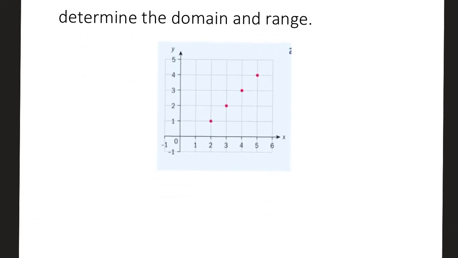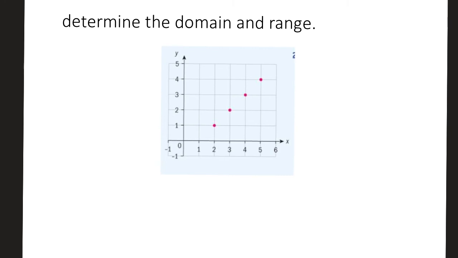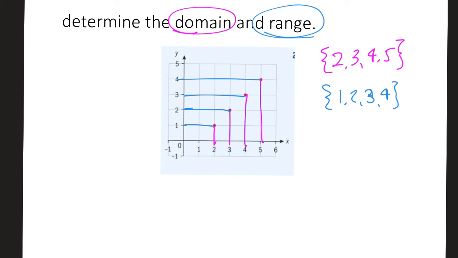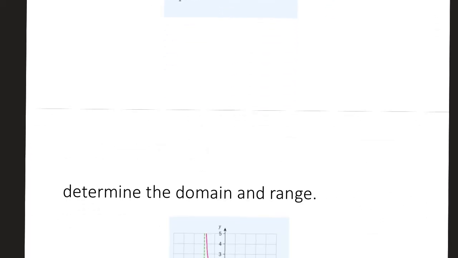Let's scoot this up. Ooh, this one's interesting. This is just dots. Sometimes you may have to put your domain and your range in set notation. So I'm going to do the domain in pink, which is just the x values. I can see there's a 2, a 3, a 4, and a 5. Those do need to be written from low to high. The range I'm going to do in blue, and I can see that there's a 1, 2, 3, and 4. Again, low to high.